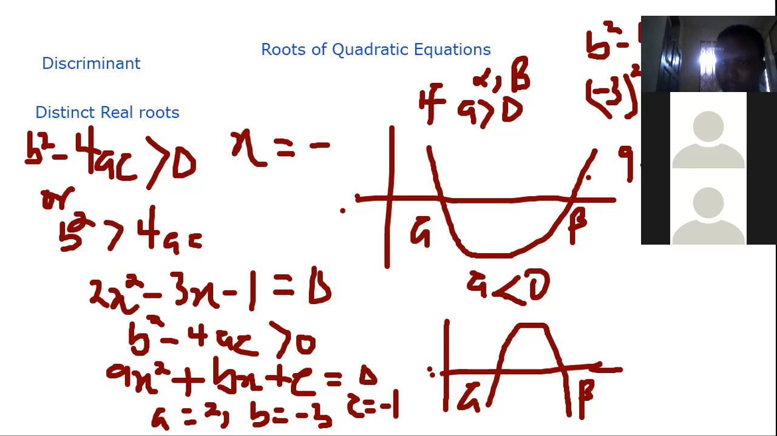That must be greater than 0. So 9 plus 8, we have 17. And 17, according to the formula, will be our discriminant. That means the 17 represents the whole of this. So the whole of this is greater than 0, which means that the roots of this equation will be real roots.